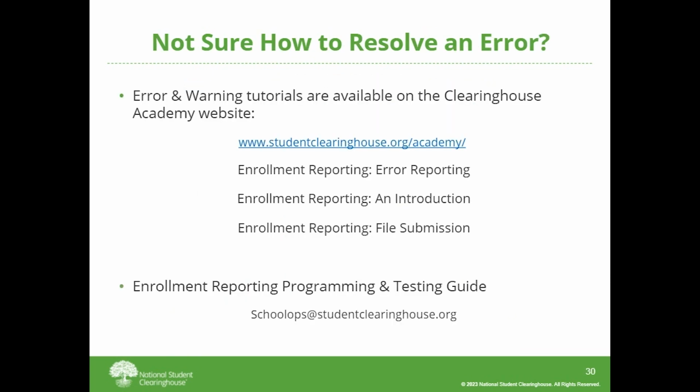If you encounter an error or warning that you are not sure how to resolve, there is an error guide at the end of the Enrollment Reporting, Programming, and Testing Guide. There might also be a tutorial for the warning code in question on the Clearinghouse Academy website. In particular, the Enrollment Reporting Error Resolution course has the tutorials for specific enrollment file error codes. However, if you still have questions after reading the error guide or watching the tutorial, or you do not find that there is a tutorial available for the error you are working on, please reach out to the analyst that's assigned to your file before attempting to make corrections.